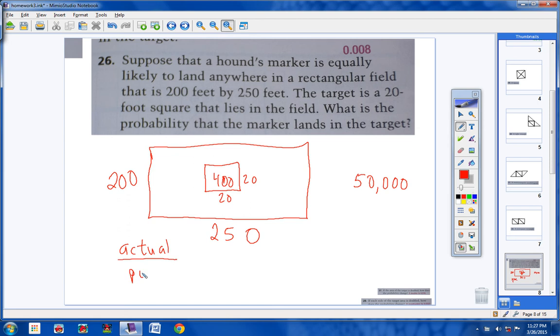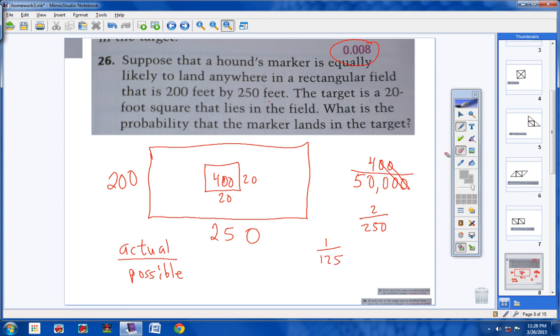Actual amount that you're trying to find the probability of is this square right here. So you have a probability of 400 over 50,000, or 400 square feet out of 50,000 square feet. Well, cross off some zeros. You really have 4 over 500, which is 2 over 250, which is 1 over 125. And if you take 1 and divide it by 125, you will get 0.008, which is the answer. Or you can just take 400 divided by 50,000 and you'll get the answer, 0.008.